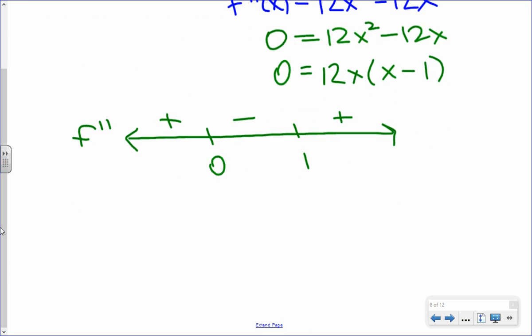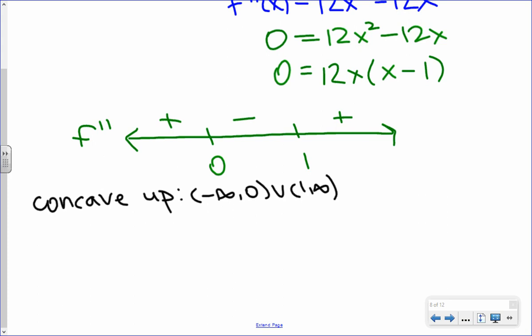Okay, so if I wanted concavity, you would tell me that we are concave up from negative infinity to 0 and 1 to infinity, and that we are concave down from 0 to 1. Isn't it amazing what we can figure out about our graph without actually graphing it? One of these weeks coming up, we'll actually get to do all this to figure out what the graph looks like without our calculator. Okay, that's where this is heading.